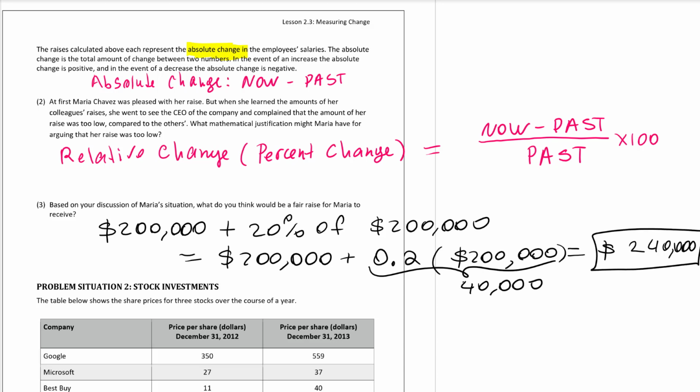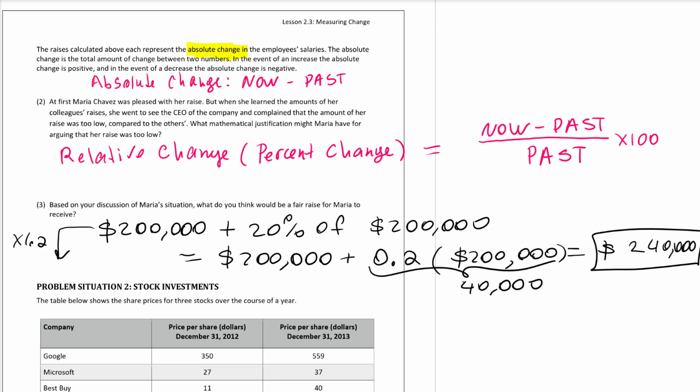Right? The other way you could have also gotten this, using ideas from lesson, I think 1.3, is to multiply it by 1.2 immediately, because a 20% increase means she's getting a rate of 20% plus 100%, which will be 120. So it's 1.2.